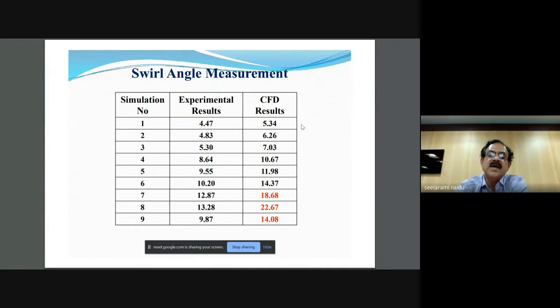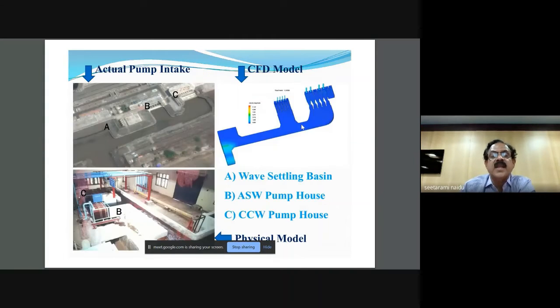It has projected unrealistic values at adverse conditions. So it limits the use of CFD. So proper validation is essential in this kind of scenario. Okay.